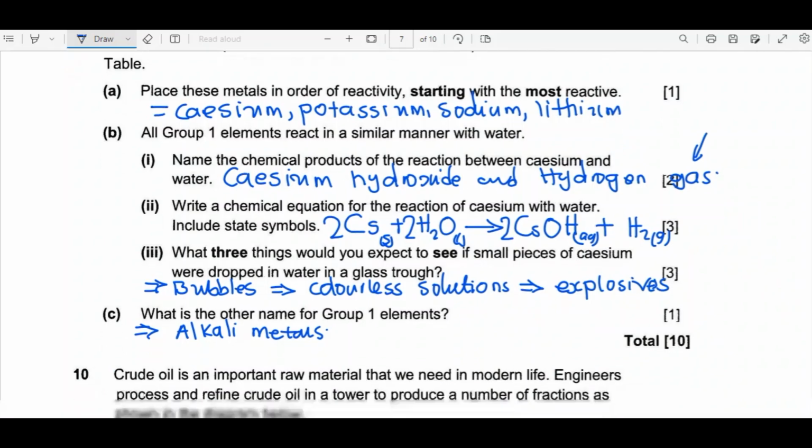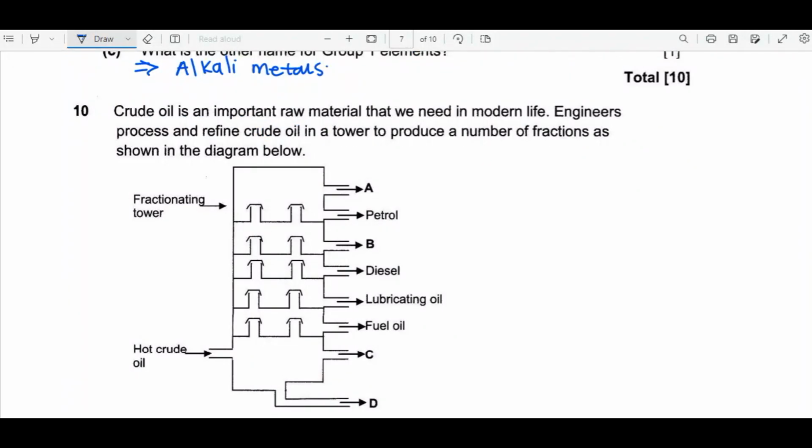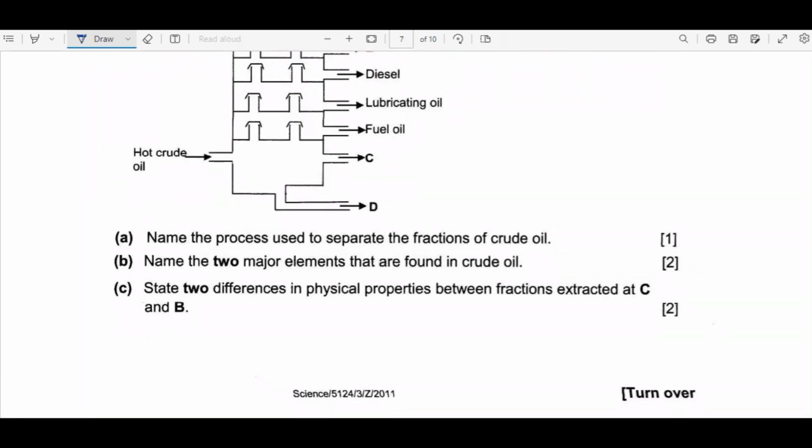We move on to the last question. We'll look at question 10. Crude oil is an important raw material that we need in modern life. Engineers process and refine crude oil in a tower to produce a number of fractions as shown in the diagram below. So we have this fractionating tower.